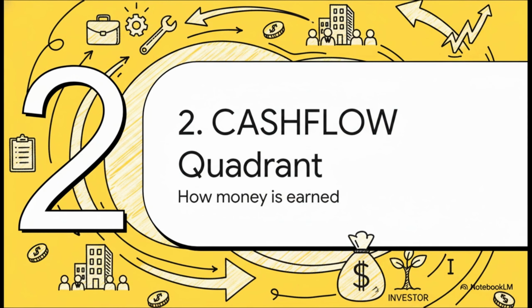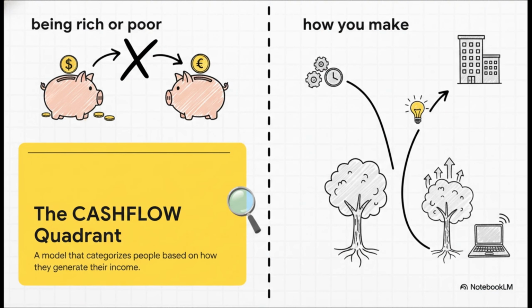All right, so let's dive into the core framework that really helps make sense of all this. It's called the cash flow quadrant, and it's a brilliantly simple but incredibly powerful way to visualize where your money actually comes from. And I want to be super clear about this. This has nothing to do with being rich or poor. It's not about how much money you make. It's all about how you make it. And that little distinction, well, it changes everything.